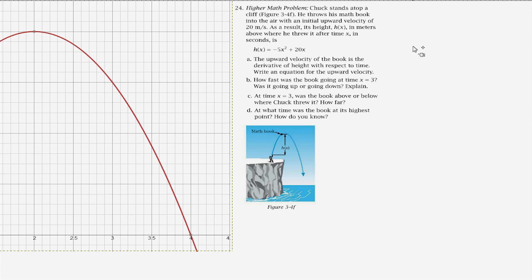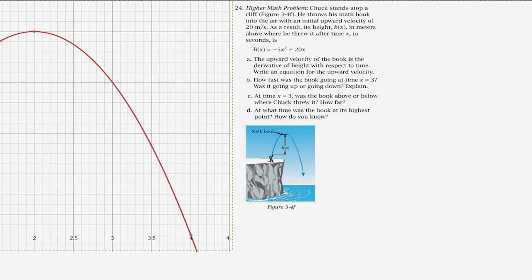The problem reads as, Chuck stands atop a cliff. He throws his math book into the air with an initial upward velocity of 20 meters per second. As a result, its height, h of x, in meters above where he threw it after time x in seconds is shown as h of x equals negative 5x squared plus 20x.